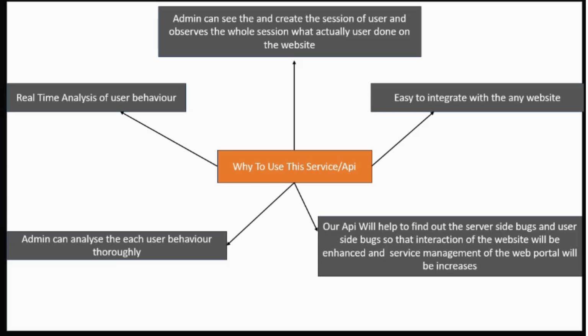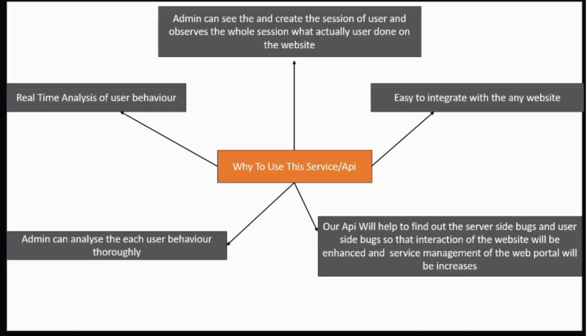The last service: the API will find out the server-side bugs and the user-side bugs, so that the interaction of the website will be enhanced and the service management of the web portal will increase. It means we will be providing this code snippet, which will analyze your server's traffic, and if any bugs are found on the server, it will report to the admin.